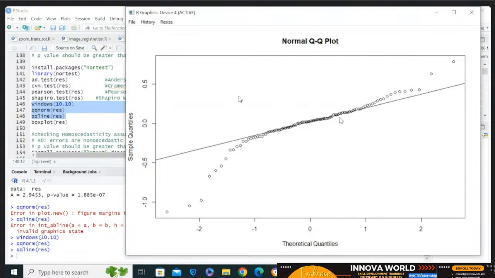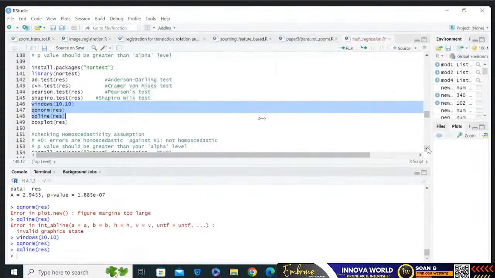So if it was a normally distributed variable, if the errors were normally distributed, then ideally we would have all the points falling on the line or very close to the line. So from the QQ plot also we can confirm that this error variable is not normal. So the normality assumption is not satisfied.